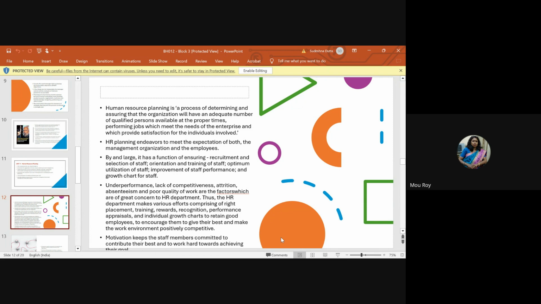To retain good employees, you need to give good incentives and all. And to encourage them to give their best and make the work environment positively competitive. Okay, so motivation, you need to motivate the employees, that is very necessary.